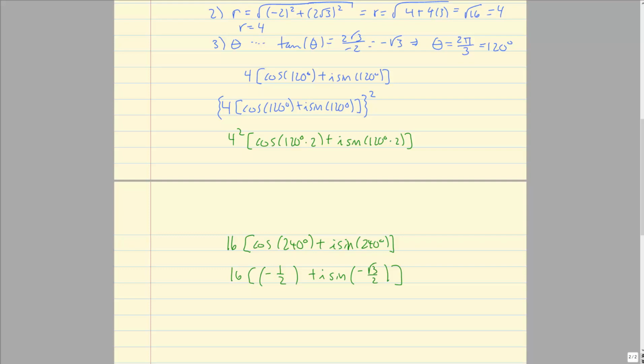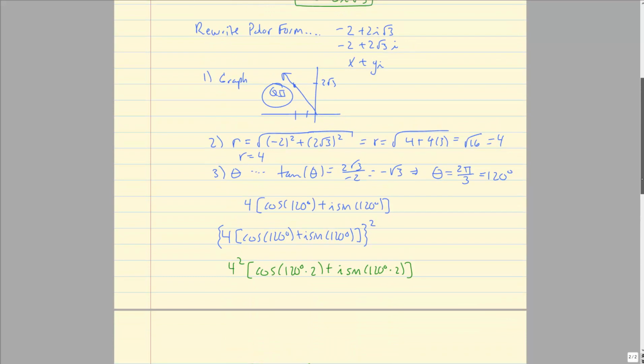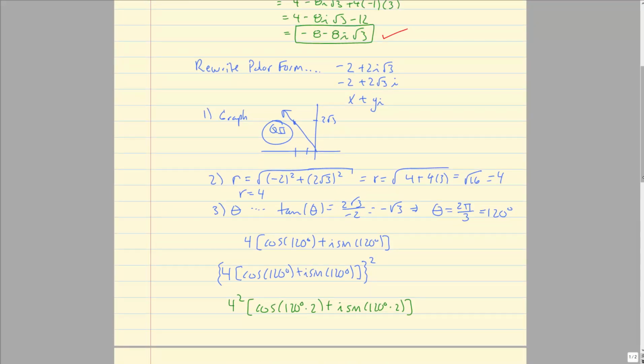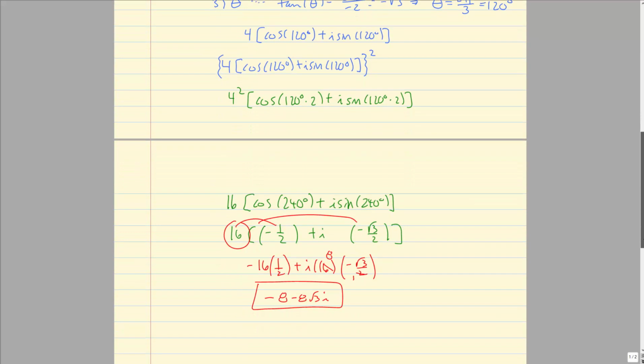So now I take the 16 and I distribute it here and here. So I end up with negative 16 times 1/2 plus i, the sign can go away here, sorry about that, I already took the sign of it, plus i times 16 times negative square root of 3 over 2. So I have a negative 8 here plus, let's see what we can simplify. Actually, that would be a minus 8 square roots of 3i. So I get the same answer as I did up here, I hope. Yep, negative 8 minus 8 root 3i, 8i root 3.